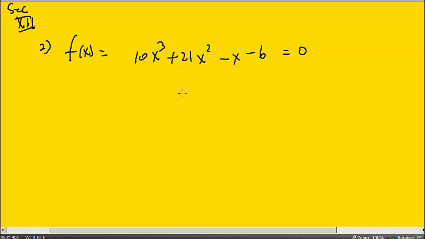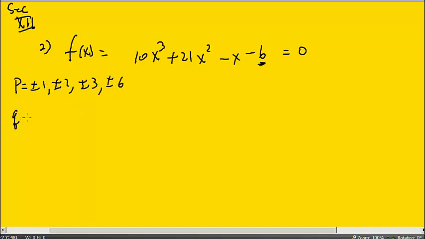Now, first of all, I need to factor. But notice I can't cut it in half and factor any of this stuff, so that means I have to go p over q's. So my p's are factors of negative 6, which will be plus or minus 1, plus or minus 2, plus or minus 3, and plus or minus 6.